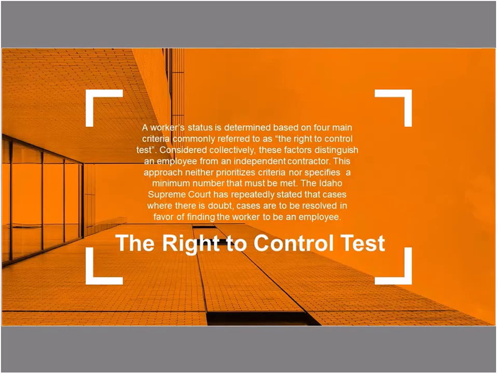So if we have a case where we have an employer that is under the impression that their workers are independent contractors, we perform what is called a right to control test, and a worker's status is determined based on this right to control test that is composed of 4 main criteria, so 4 pillars. Generally speaking, these factors distinguish an employee from an independent contractor. However, this approach doesn't prioritize any one of those 4 criteria, nor specify the minimum number that must be met.